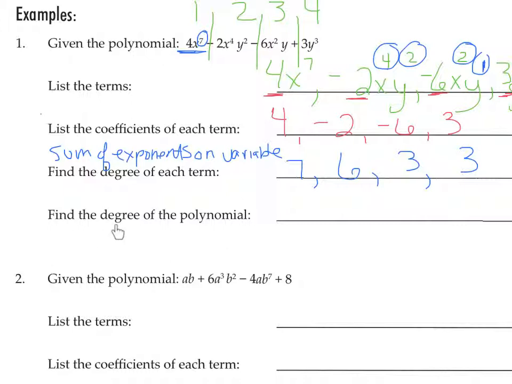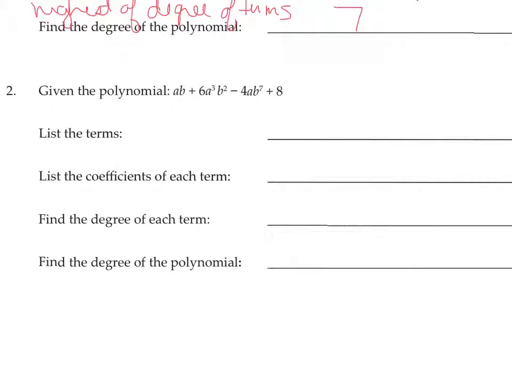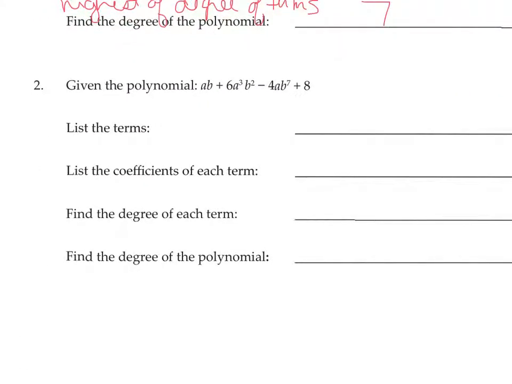To find the degree of the polynomial, we just take the highest of the degrees of the terms. So we look at these and we just choose the highest one. So we have a 7, a 6, a 3, and a 3, and so the highest one would be 7. So the degree of this polynomial is 7. We're actually not going to use degree for anything in this course, but you will use it in a higher level algebra course. All right, down here we have, on example 2, a new polynomial.